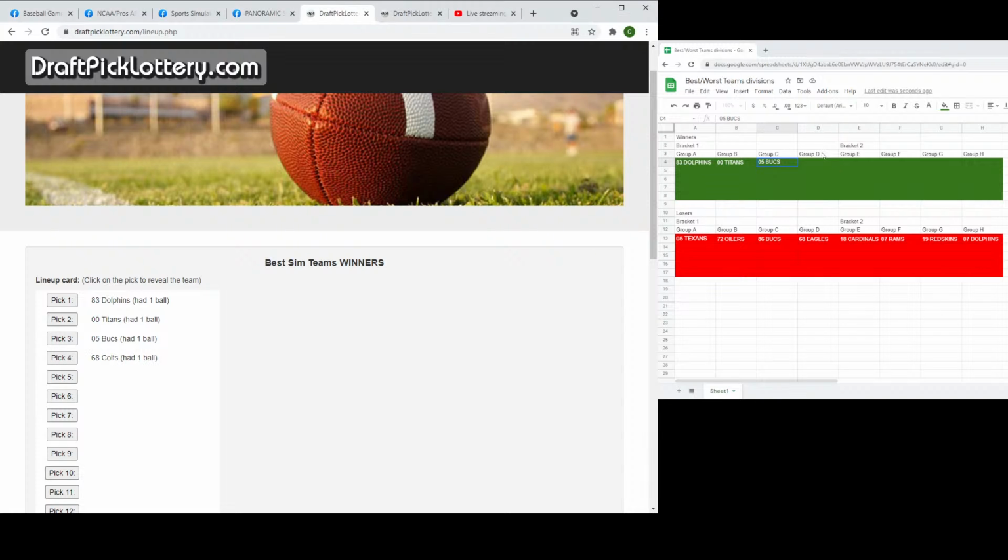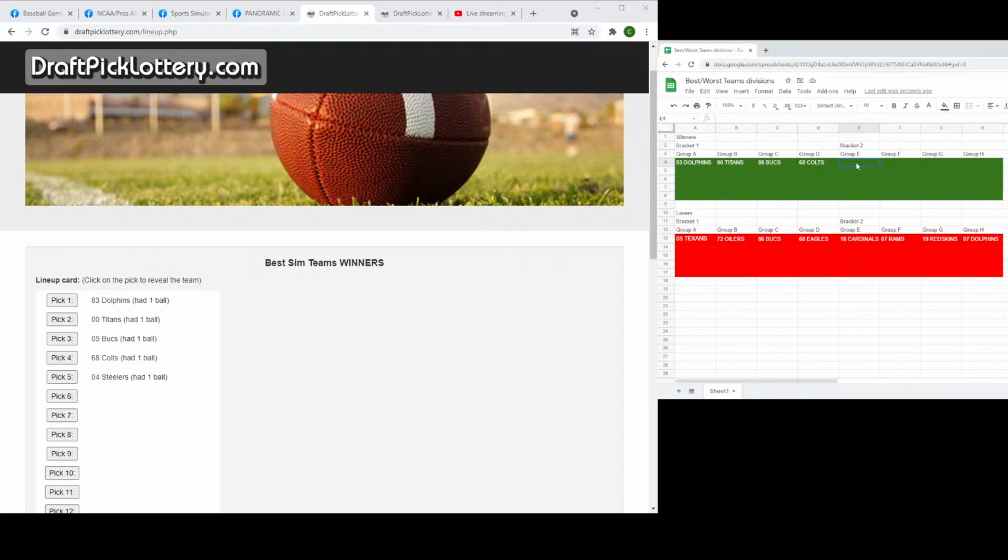Pick number 4 is the 68 Colts. So the 68 Colts, it's funny because Don Shula will have to play himself. It can't be a Shula Bowl because 83 and 68 will be in the Bracket 1 championship game rather than the actual championship game. We'll just call it the Super Bowl and let the NFL come after us. I need my name anyway in something.